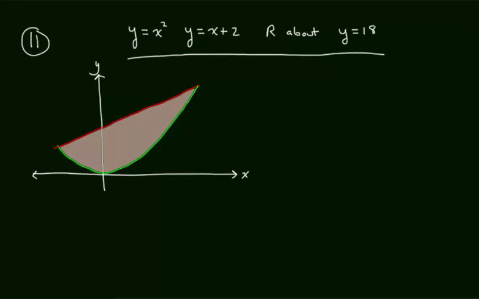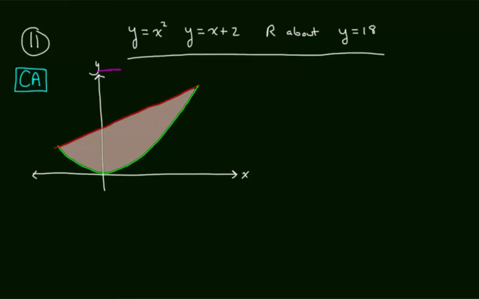Example 11 and 12. I would like you to do these on your own. You're going to set them up and find the actual volume using the calculator to evaluate. These are calculator active. Press pause now, do both 11 and 12. Then when you're done, come back and see how you did.